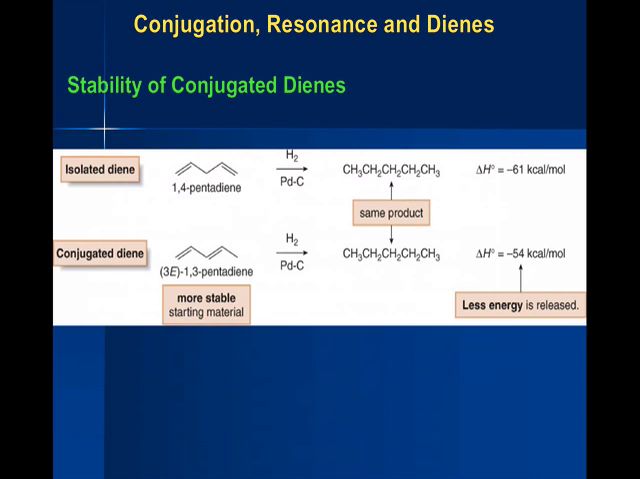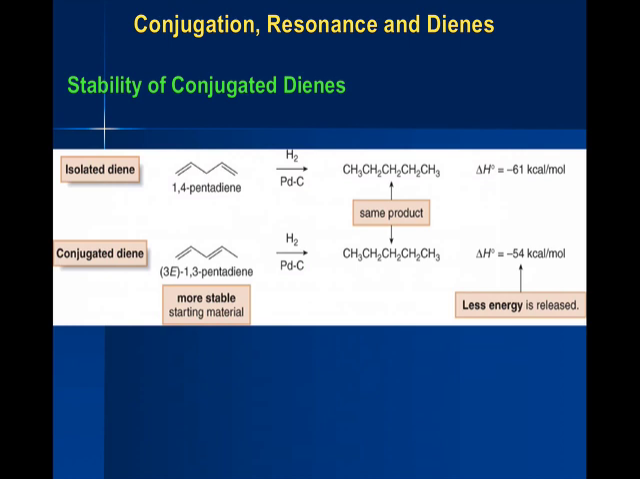Now, all this conjugation results in increased stability. And we talked about last semester a lot when we were talking about resonance structures, that the more resonance structures you can draw, the more stable it was. And I told you that we can measure that stability. And one way in which we can measure that stability is to actually do chemistry. So if I take this isolated 1,4-pentadiene and I hydrogenate it, I add hydrogen across the carbon-carbon double bonds. Notice we're using a catalyst, right? I get pentane.